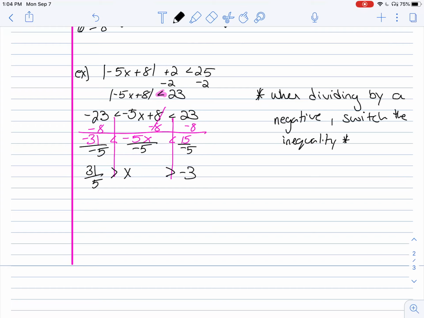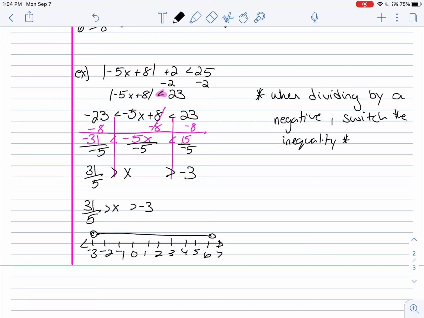And you can always rewrite this backwards, but we end up with 31 over 5 is greater than x, which is greater than -3. And then we graph that on a number line. 31 divided by 5 is about 6.2. So we want to go from -3 to about 7 on our number line. 4, 5, 6, and 7. And then we have strictly less than, so we have open circles here. X is in between -3 and 6.2, so we connect those with a line.